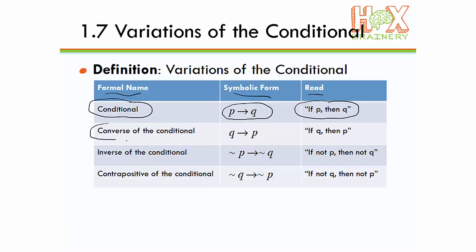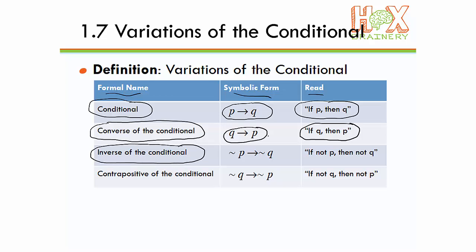The second one we have here is what we call the converse of the conditional statement. This is where your P and your Q are swapped. So we would read this as if Q, then P. We're switching our hypothesis and conclusion. Then you have the inverse of the conditional statement. This is where the P and the Q from the original are negated. So it's read as if not P, then not Q.